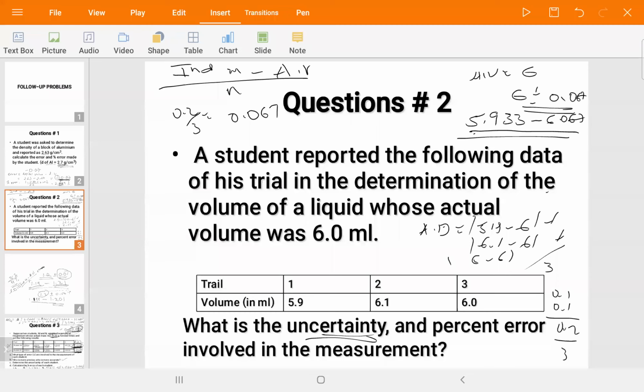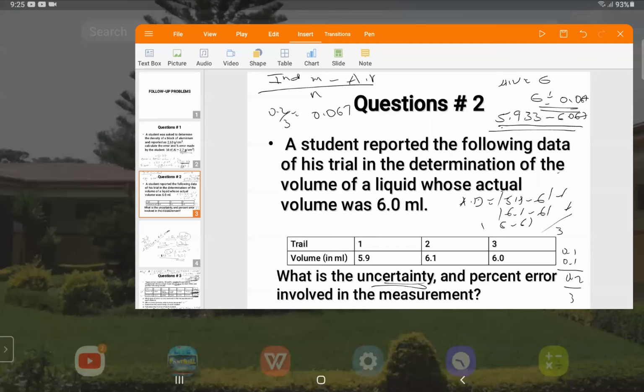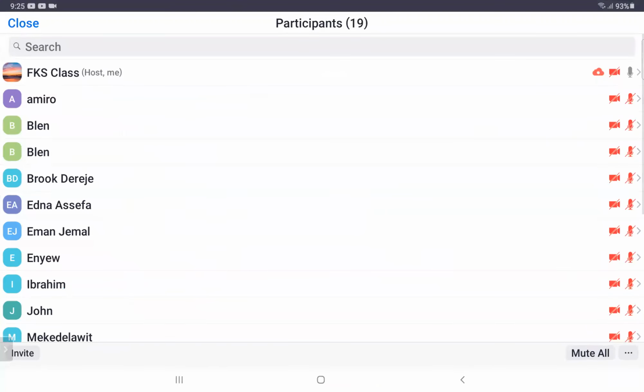Now, can you do the percent error involved in the measurement? Did you know uncertainty? Is this clear?